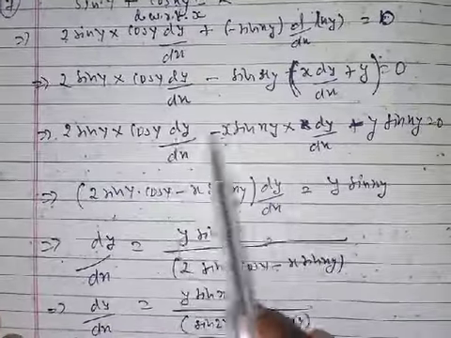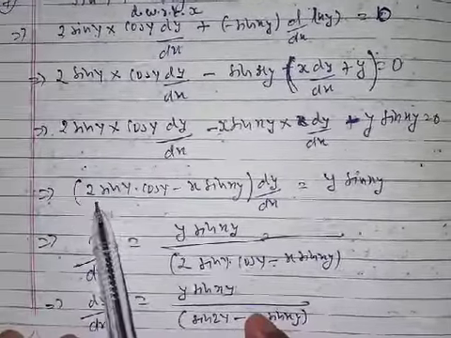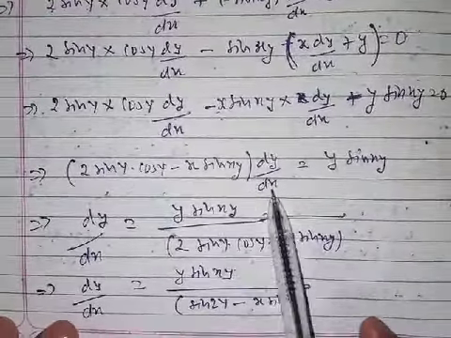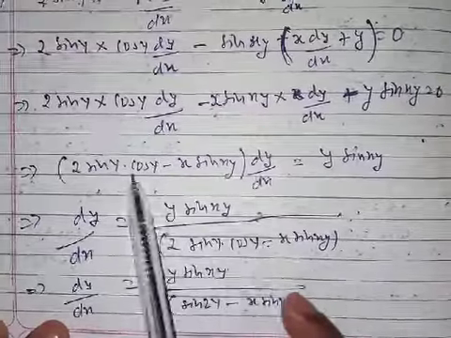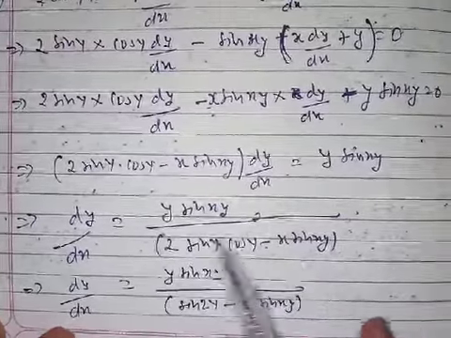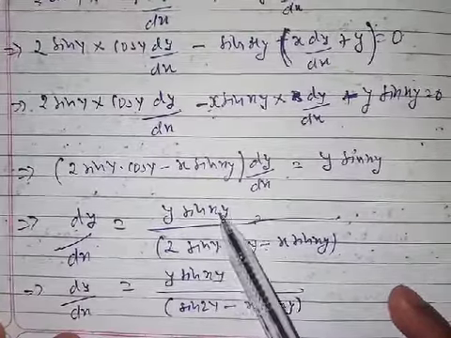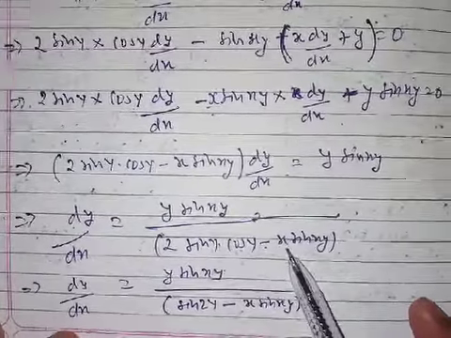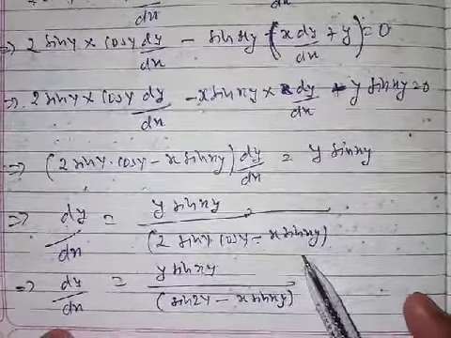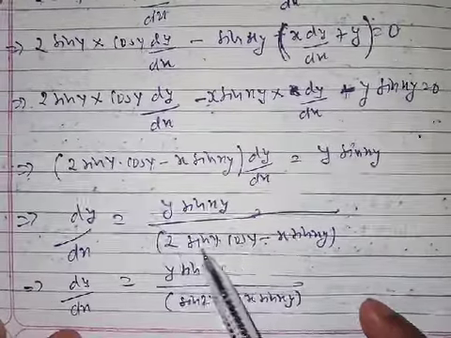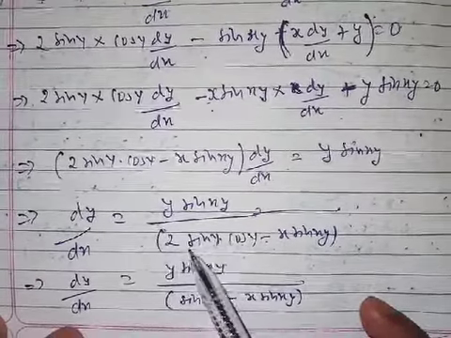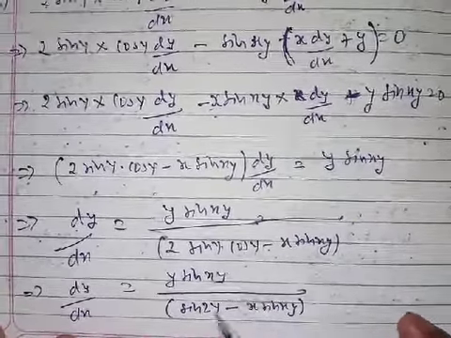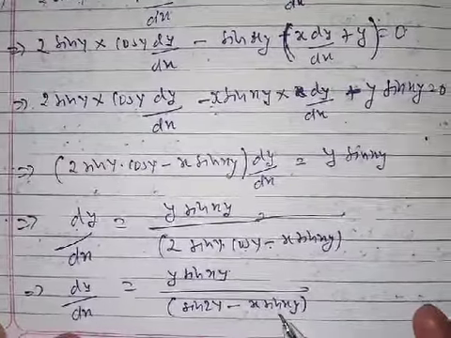If you take dy by dx common, what do you get inside? 2 sin y cos y minus x sine xy, times dy by dx. Since dy by dx is in multiplication, it will be divided. So dy by dx will be equal to y sine xy upon 2 sin y into cos y minus x sine xy. Now 2 sin y into cos y is sine 2y, so it is sine 2y minus x sine xy.